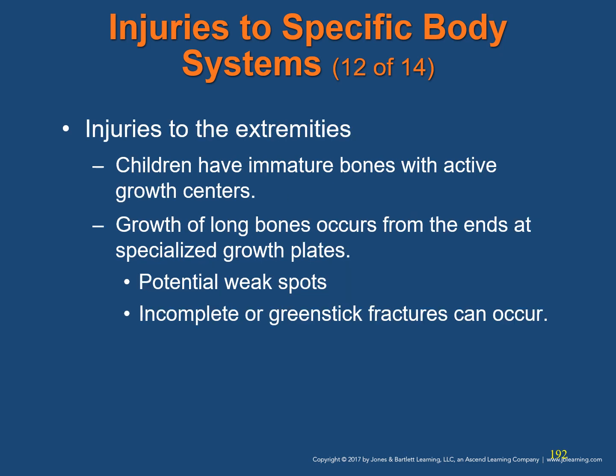Injuries of the extremities. Children have immature bones with active growth centers. Growth of long bones occurs at the ends at a specialized growth plate. Growth plates are potentially weak spots. Incomplete or greenstick fractures can occur.